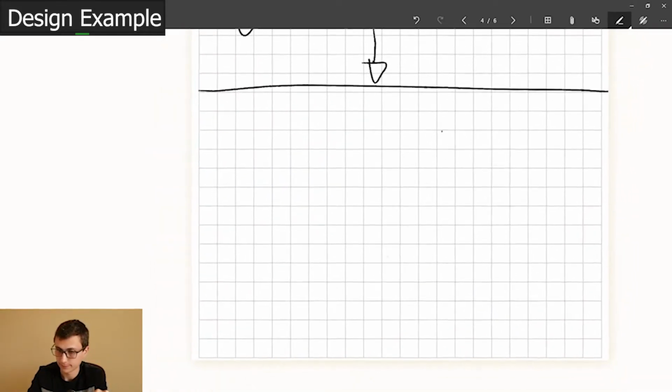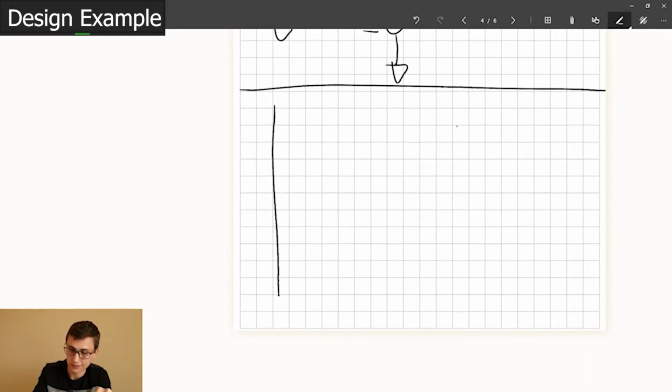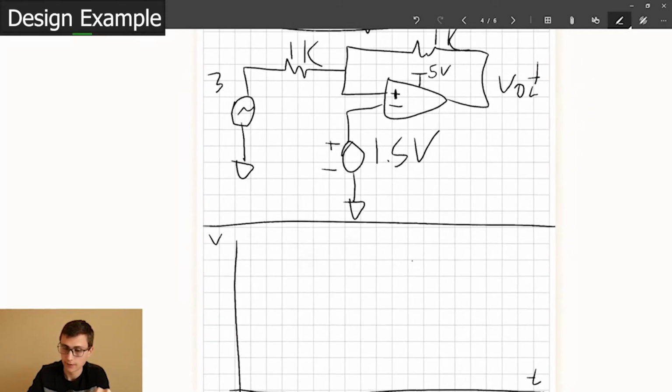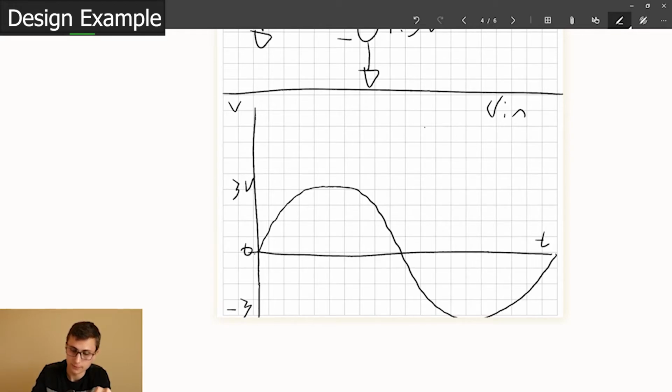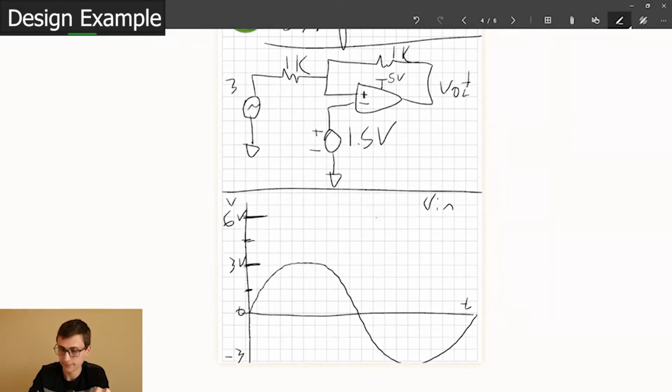Speaking of, let's go ahead and draw these waveforms. Let's get some grid lines going. That's the good stuff. Okay, so this is V, this is time. And we're going to draw V in black. Okay. We've got 4 grid lines. There we go. So this is 3 volts, negative 3, that's 0. And then that's 6 volts up there. Excellent. That's V in.